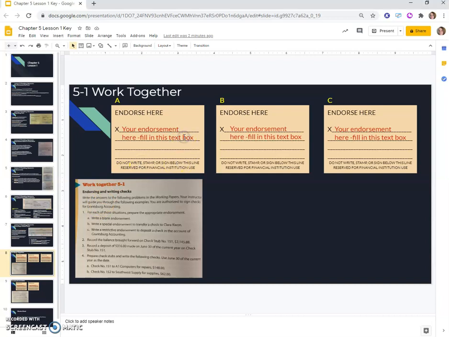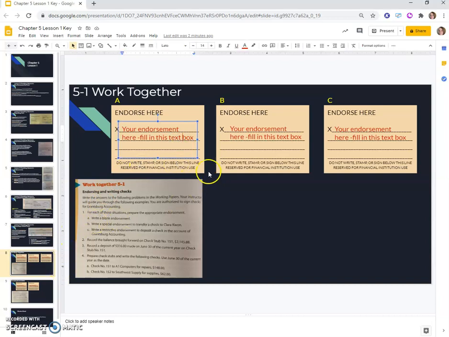So, the endorsement for letter A, write a blank endorsement. So all you would do is write your name. So I'm just going to go ahead and write Miss Libby. And maybe it would be my handwriting, of course, but today it's just Miss Libby. We'll make it pretty. Okay.